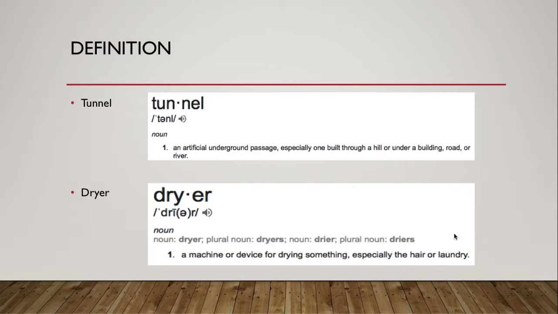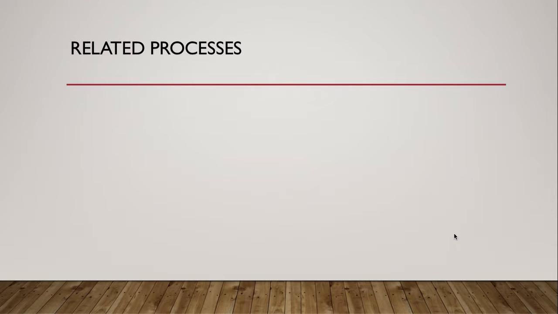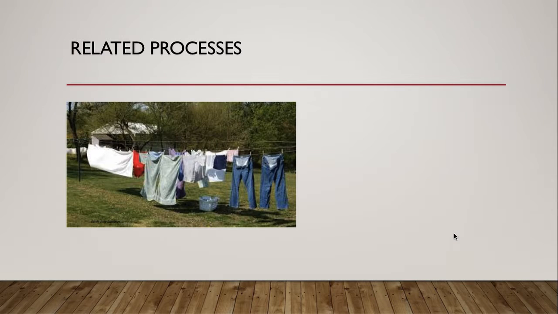The definition of tunnel drying is fairly layman. A tunnel, an artificial passage, and a dryer, a machine that dries. Some related processes that you could think of would be maybe hanging your clothes on a drying or a hanging line outside. The only problem with this in food processing is that the time of year that you put your food product out would change how fast it dries, essentially changing how much food you can produce, as well as you're leaving your food product open for contamination.